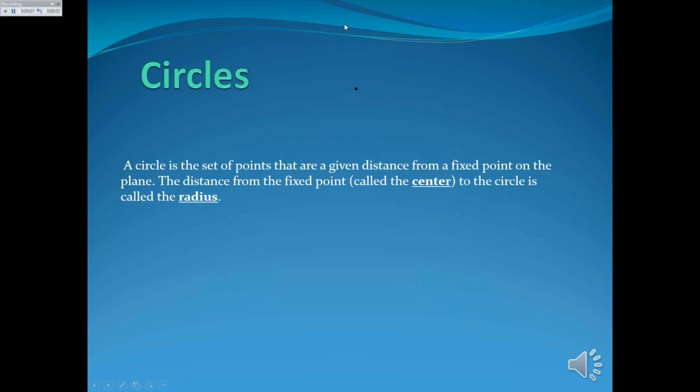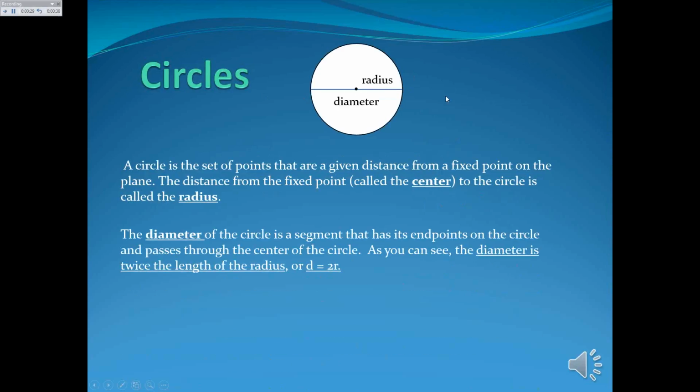As you know, a circle is a set of points that are a given distance from a fixed point on a plane. The distance from the fixed point, called the center, to the circle is called the radius. So we have this fixed point right here, and from here over to either side is called the radius, and the whole thing there would be called the diameter. Radius is just half of it, diameter is the whole part of it.